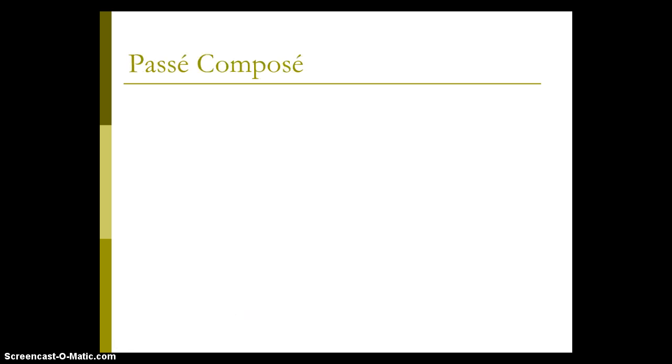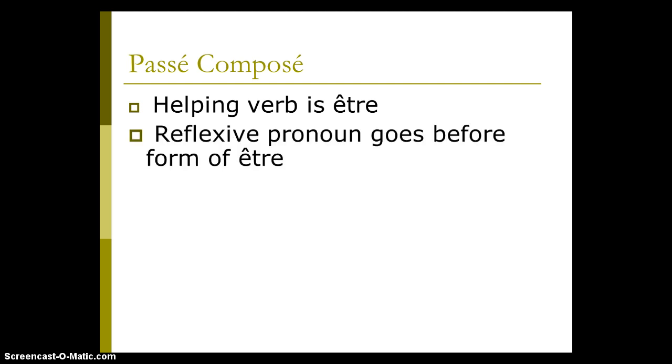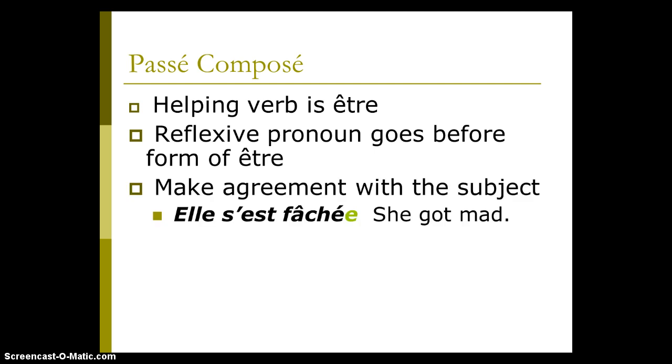All right, moving on to the passé composé. It follows the pattern that we are used to in the passé composé of having two parts, our helping verb and a past participle. But we have to remember, one, our helping verb for all reflexive verbs, no matter what, is être. And we have to put the reflexive pronoun right before that form of être. And we have to make agreement with the subject.